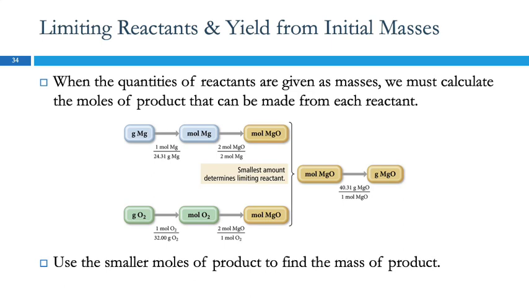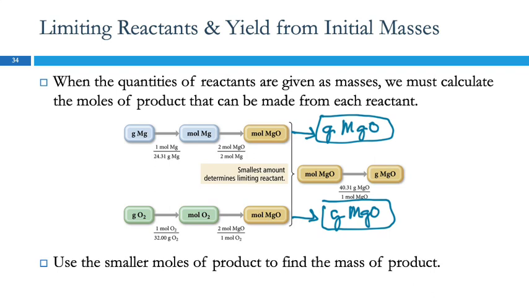What I prefer to do is to just go ahead and calculate the grams of product from each of them. I'm just going to do grams to moles to moles to grams. Do that for the one reactant. Do grams to moles to moles to grams for the other reactant. And then the mass of product is the smallest one, just like with the pizzas.